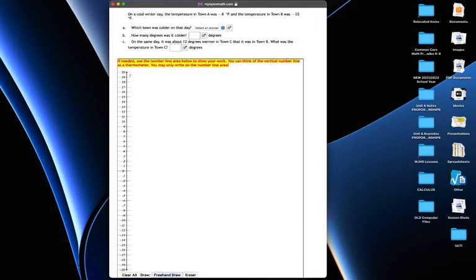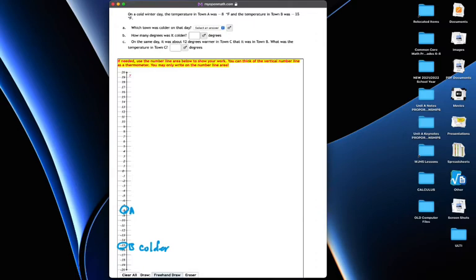In this problem, it states that on a cold winter day, the temperature in town A was negative 8 degrees. So town A is negative 8 degrees. There's town A. And town B was negative 15 degrees. So right here is town B. It says first of all, which town was colder on that day. Well, it should be obvious that town B was colder on that day since it was negative 15 degrees. And town A was only negative 8 degrees.